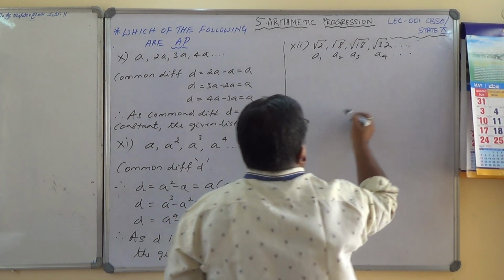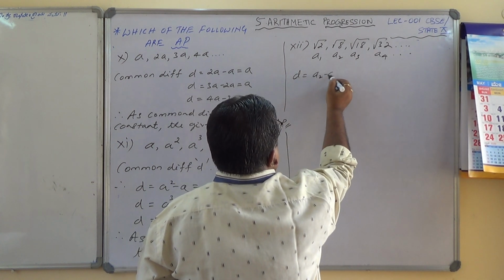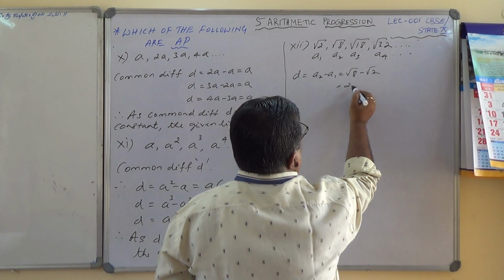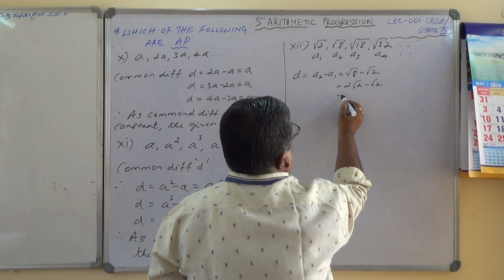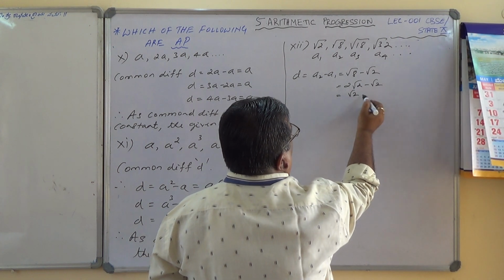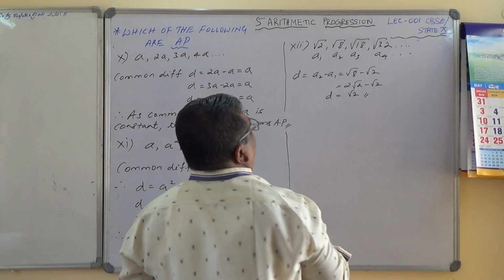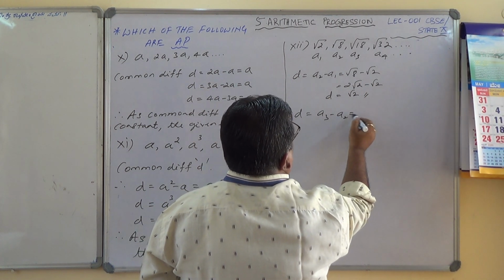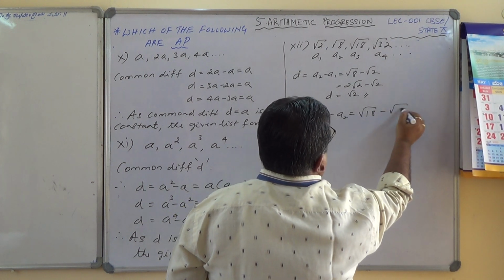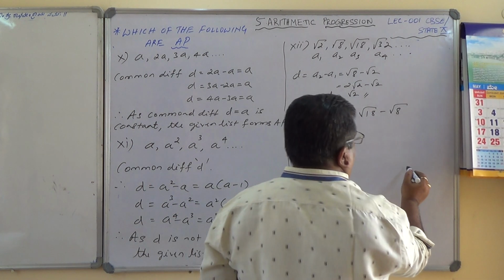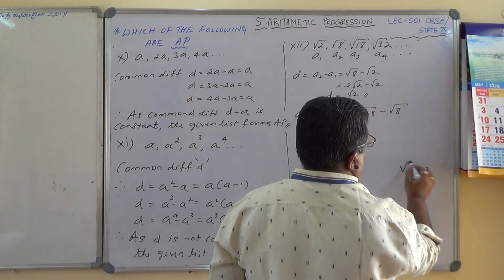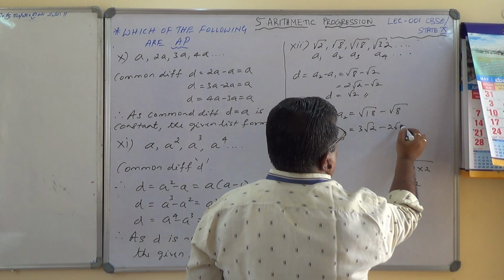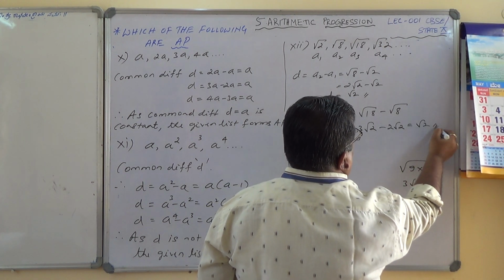It continues. So D equals A2 minus A1, root of 8 minus root of 2, which is equal to 2 root 2 minus root 2. 2 root 2 minus root 2 is root 2. So D equals root 2. Once again, D equals A3 minus A2, root of 18 minus root of 8. 18 can be written as 9 into 2, or 3 root 2. So it is 3 root 2 minus 2 root 2, which is root 2.